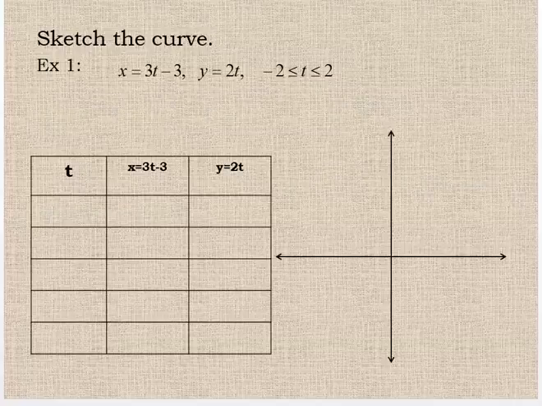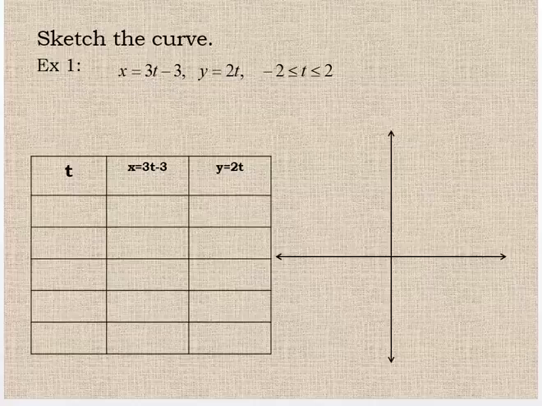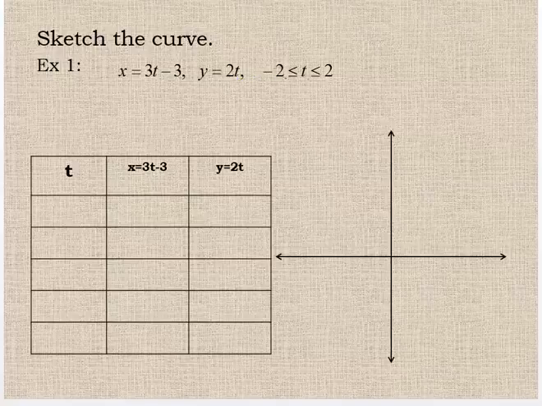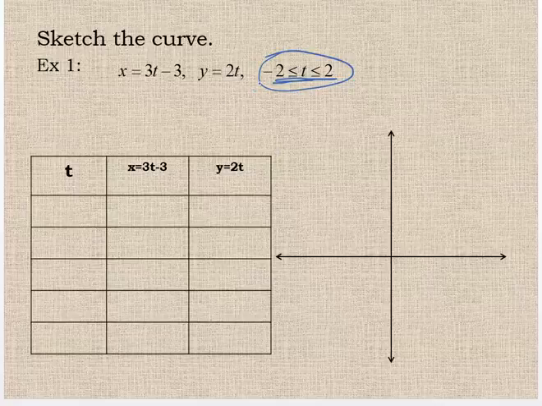So let's look at this. Here you have parametric equations. Notice x is 3t minus 3. Y is 2t. And then there's this parameter here for t. It says t is between -2 and +2. Now, graphing it is not so bad, especially when they give you this information, because this is what's going to go in your first column of your table. And you'll have 3 columns, one for t, one for x, and one for y.